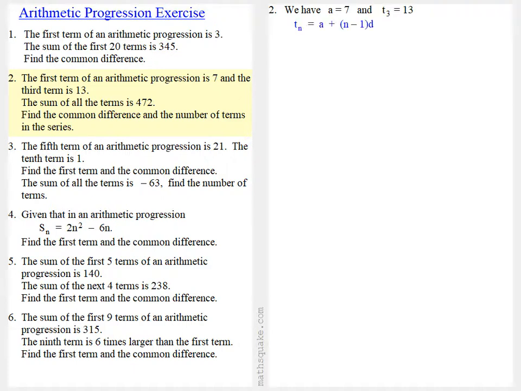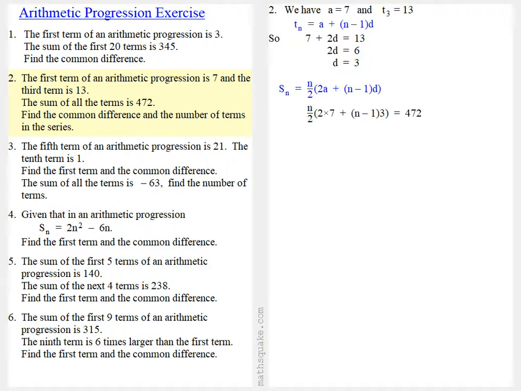Now we have a formula, Tn is equal to a plus n minus 1d. So, substituting n is 3, we get 7 plus 2d is equal to 13, which tells us 2d is 6, or d is 3. So the common difference is 3. Now, the sum of the first n terms, Sn, is equal to n over 2 into 2a plus n minus 1d.